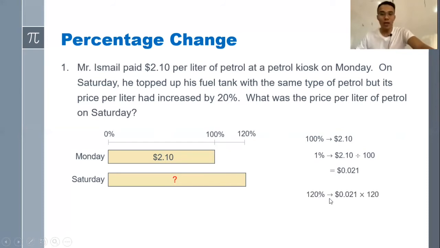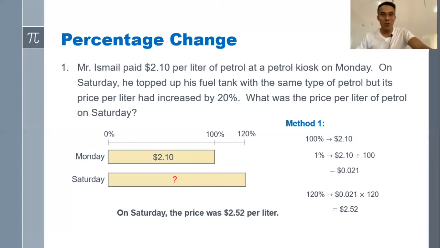So we have 120% equals $0.021. This is 1%, and we multiply this one by 120, and we get $2.52. Therefore, on Saturday, the price was $2.52 per liter. This is our method number 1.